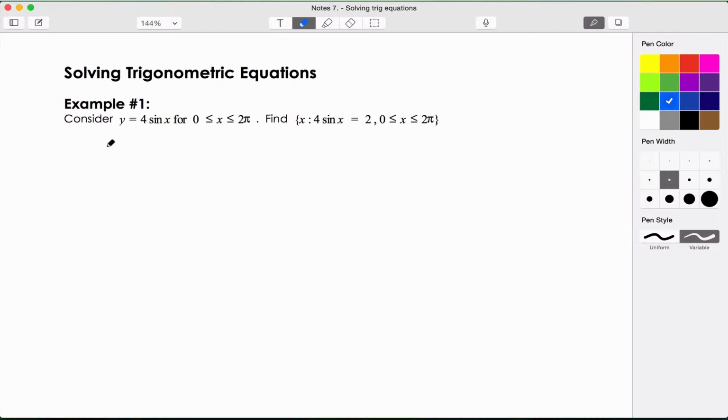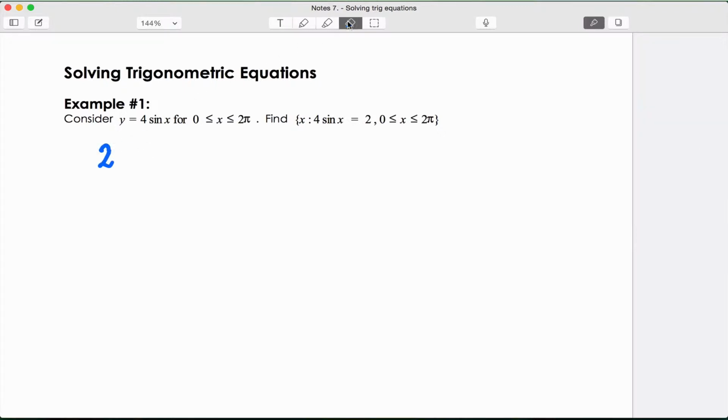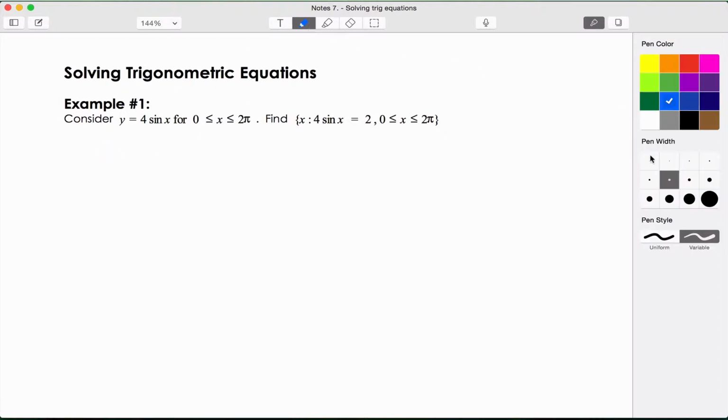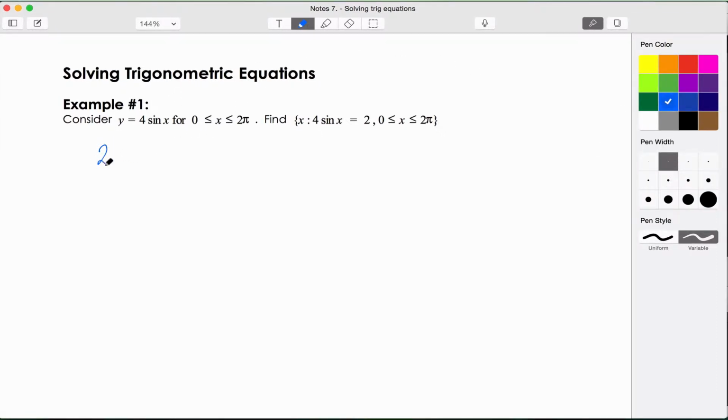So I'm just going to write that out fully first of all with a thinner pen. Two equals 4 sine x. And this side here means 4 times sine x, so we can divide both sides by 4. And we end up with a half equals sine of x.